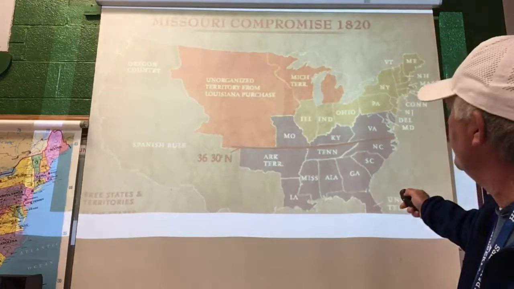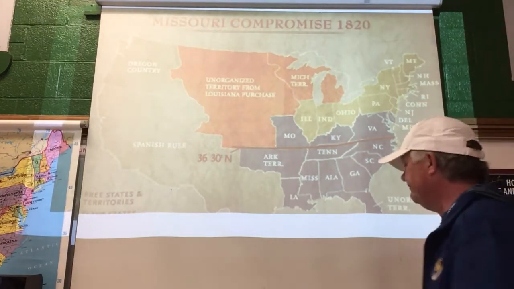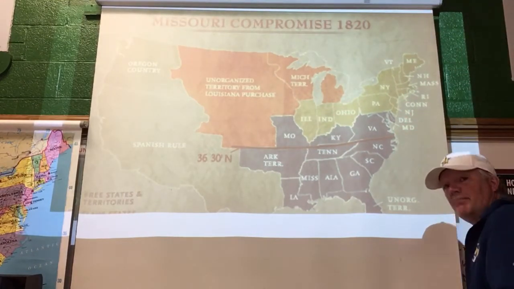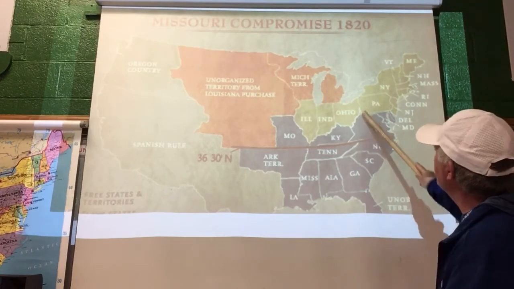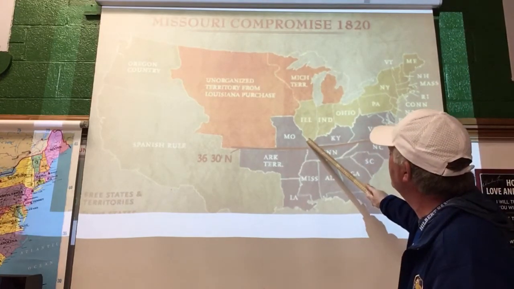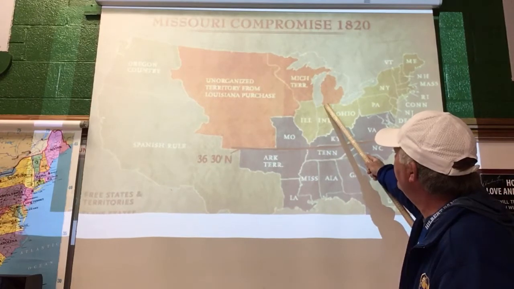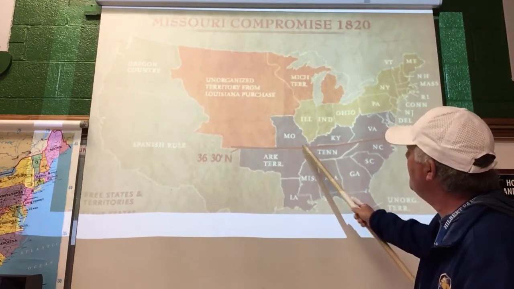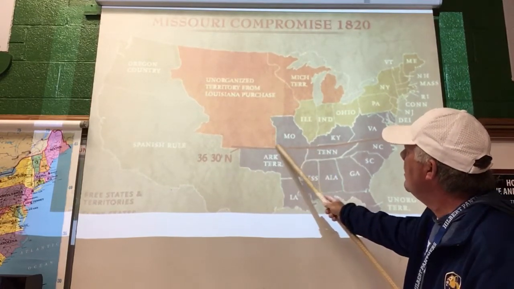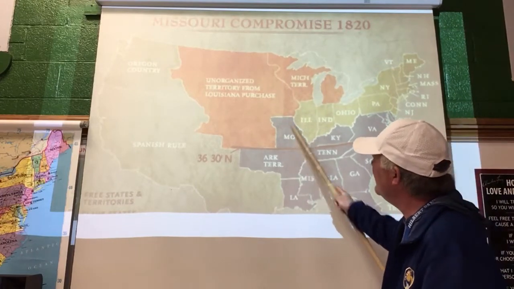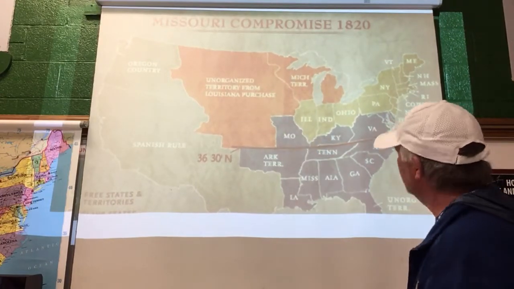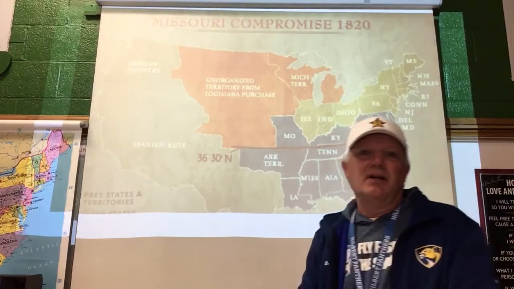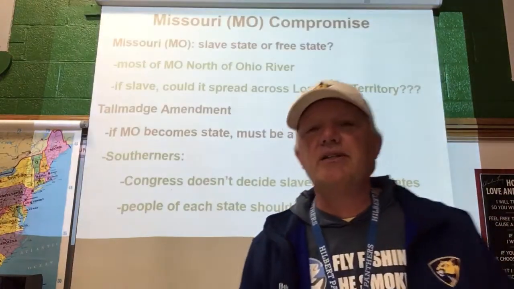So here's the Ohio River. Let me grab my pointer. This is the Ohio River, all right. North, free; south, slave. But if you take a look at Missouri, most of it lies above the Ohio River line. So that's going to be a cause of discussion between the senators.